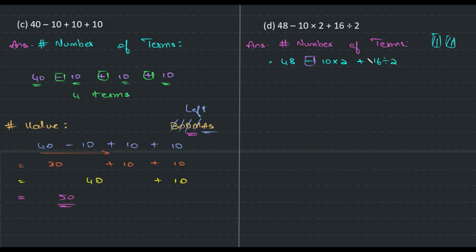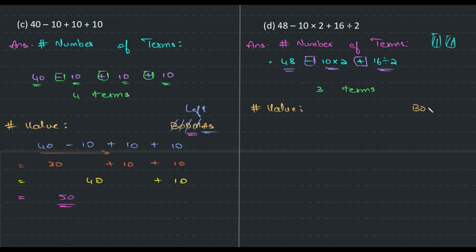So we have a negative sign, a positive sign. Before that and after that, we can see a bunch of numbers. And so there are how many terms? Yes, 3 terms. Right? Then we are looking at value.